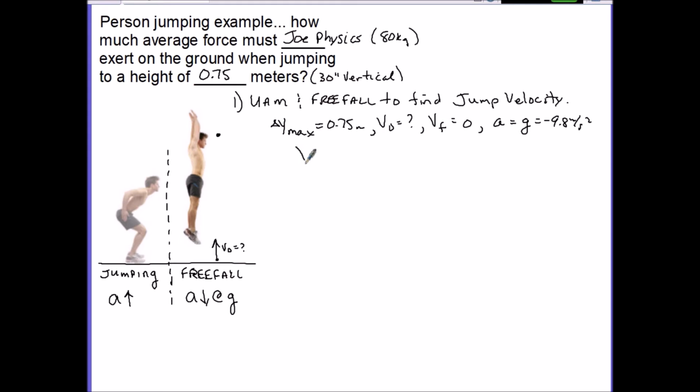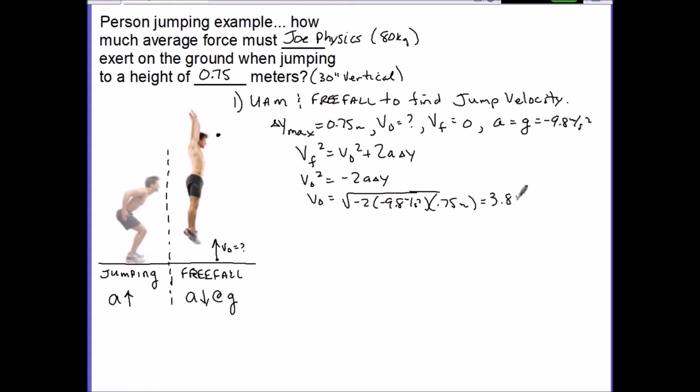I'm just going to go ahead and use this one: v final squared is equal to v naught squared plus 2a delta y. Then just plug in these numbers. V final is 0, and I'm looking for v initial. So v initial squared is just equal to negative 2a delta y, and v naught is just the square root of this. Go ahead and start plugging in these numbers. When I go through and do that calculation, I get a jump speed of about 3.83 meters per second. I'll probably just round that to 3.8 meters per second and go from there.